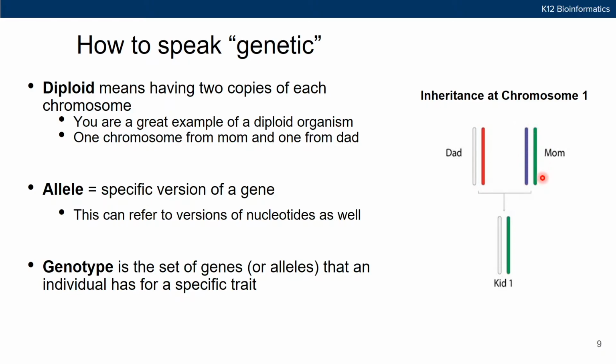Now your mom and dad each pass one of these chromosomes along to you. So your dad passes the white chromosome and your mom passes the green chromosome to you, with you having two copies of chromosome 1, one being the white allele and one being the green allele. And finally, to round out our definitions, the genotype is often referred to indicate the set of alleles or versions of genes that an individual has for a specific trait.